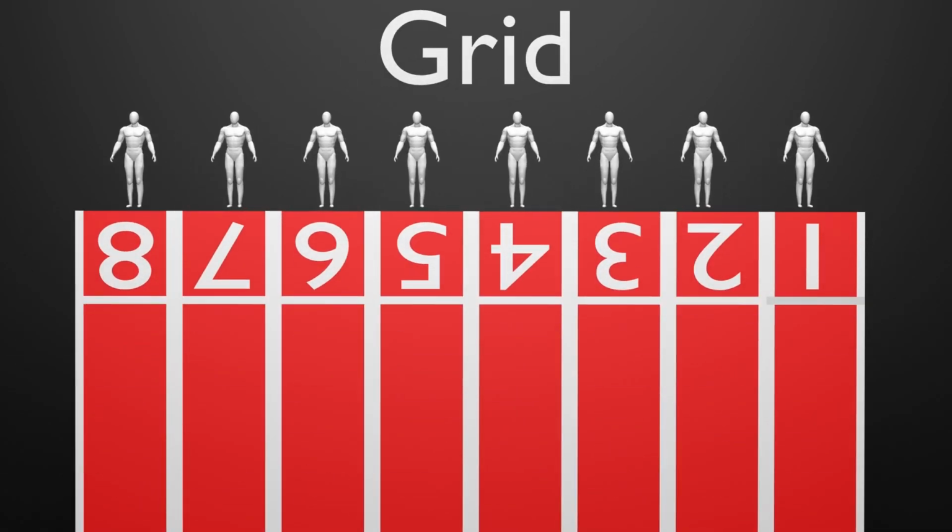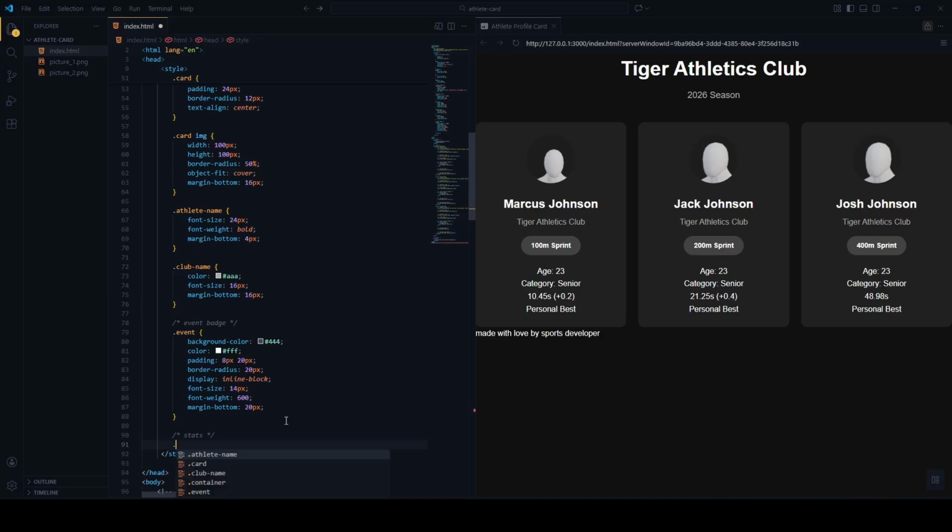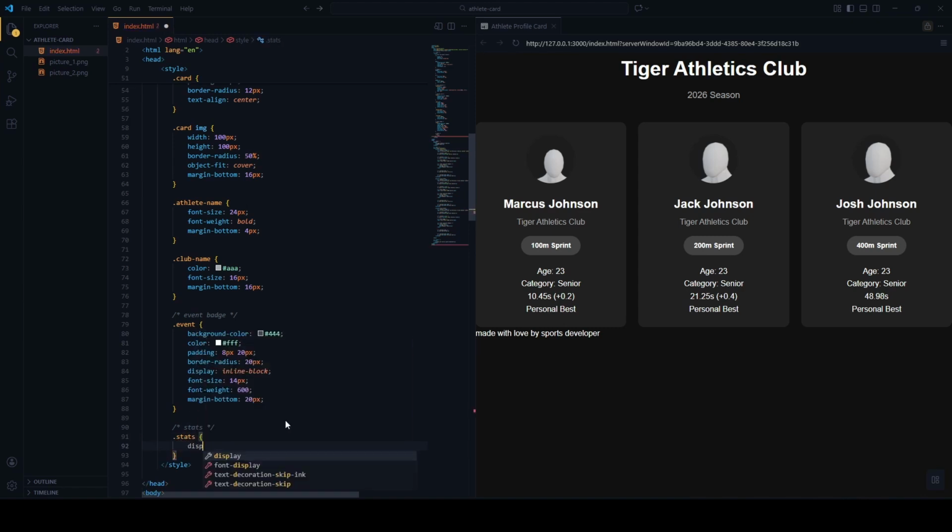Now we just use grid for our card layout. So what's the difference? Grid creates structure first. It's 2D, rows and columns at the same time. Flexbox is different. It's 1D, one direction at a time, either horizontal or vertical. Think of it like a relay team in the staging area, all bunched together, waiting, stacked up. When we add display flex, they line up in a row.